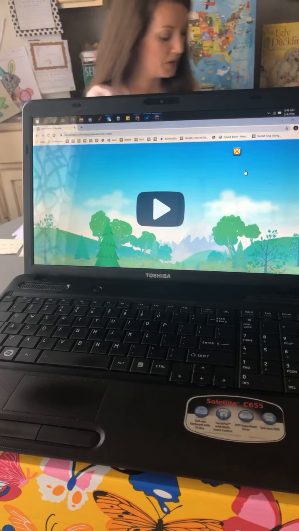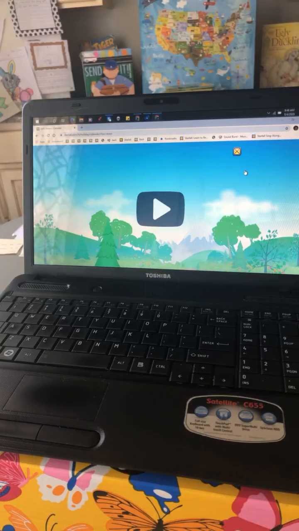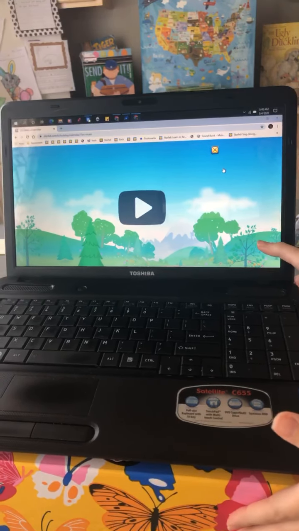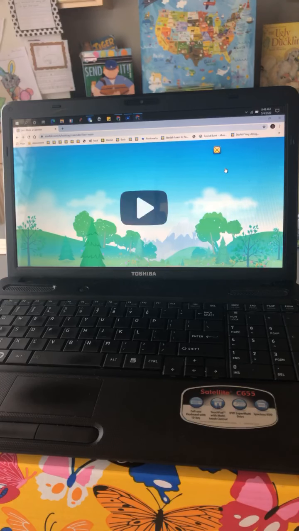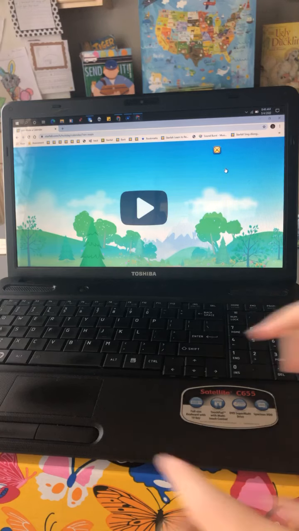All right, let's do our calendar. January, February, March, and April, May, June, July, and August, September, October, November, December. These are the months of the year.